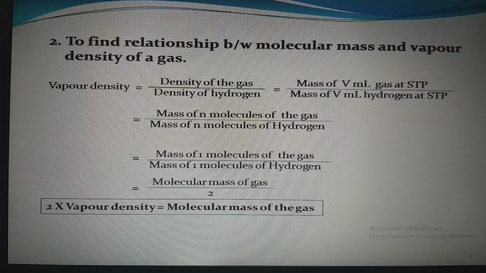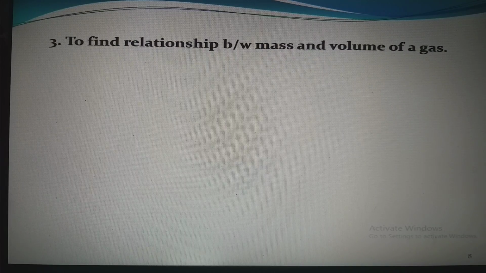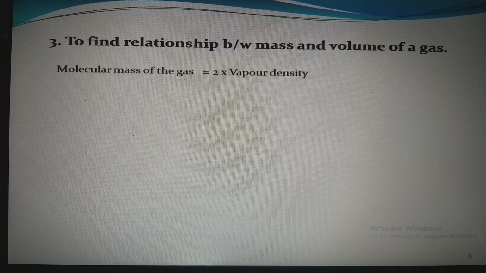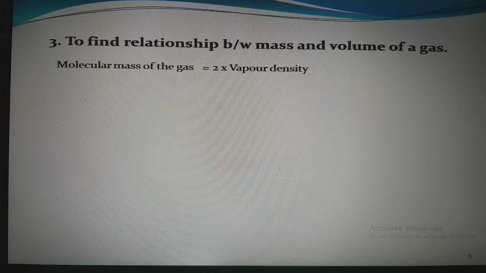So, in this way, with the help of Avogadro's law, we have found the relationship between vapor density of a gas and the molecular mass. The third important application of Avogadro's law is to find the relationship between mass and volume of a gas. Just now we have seen that molecular mass of the gas is equal to 2 into vapor density.